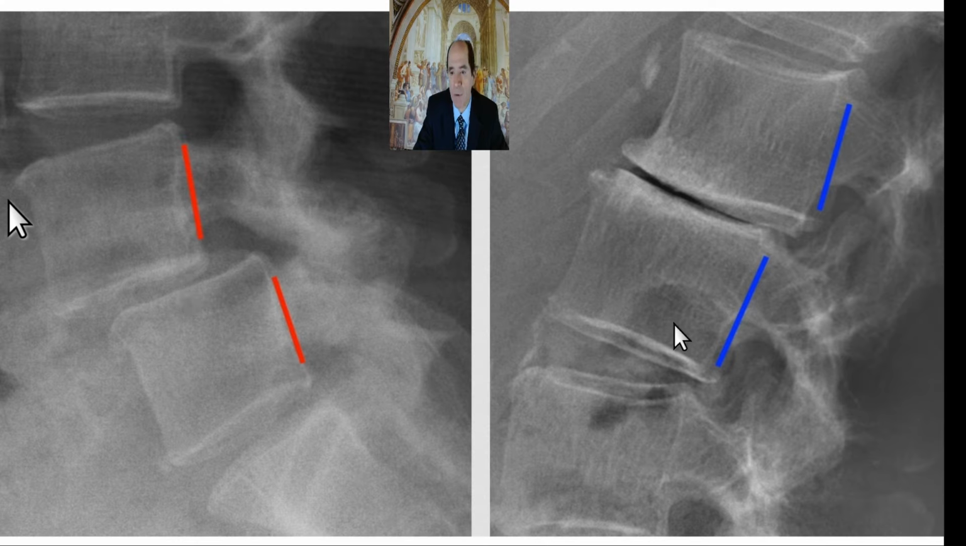Over here, the upper vertebral body is displaced posterior relative to the one below it. So this is called retrolisthesis. And there's only mild disc space narrowing. You've got gas formation within the disc space here, so this is gaseous disc degeneration with severe disc space narrowing. You've also got retrolisthesis here.